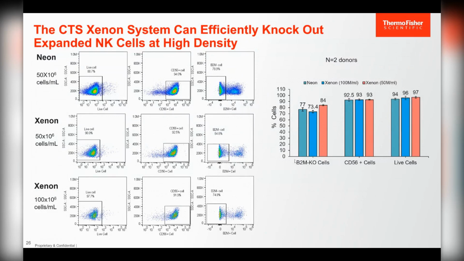You can see here the left panel showing the representative cell density and how we got it. The top one is the Neon, the middle one is the Genome with 50 million cells, and the bottom one is also Genome with 100 million cells. In the right side panel, the bar graph represents the Genome electroporation system. You can see the editing efficiency is showing more than 85% knockout in high density. Not only the 85% knockout, but it also maintained the phenotype. You can see CD56 is more than 90% positive in edited NK cells, and it also maintained viability. We can observe that more than 95 to 97% of edited NK cells are viable.